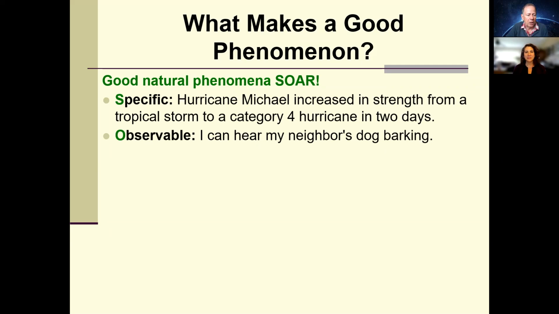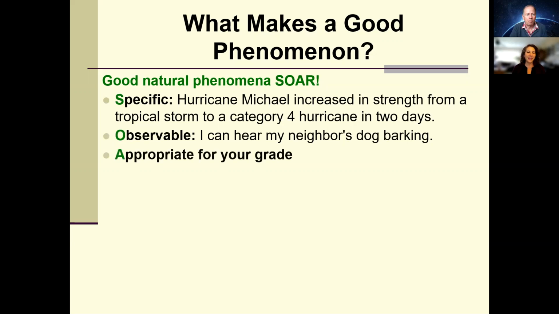Phenomena also have to be specific. So although hurricanes are a phenomena, hurricanes by itself, that word is not very specific. And there are so many examples of hurricanes that could make that more specific. In this example, I chose Hurricane Michael, which was a real hurricane in the Gulf of Mexico that increased in strength from a tropical storm to a Category 4 hurricane in just 2 days, which was unprecedented. And when students have a specific phenomena like this, they can actually find data and information to investigate this phenomenon.